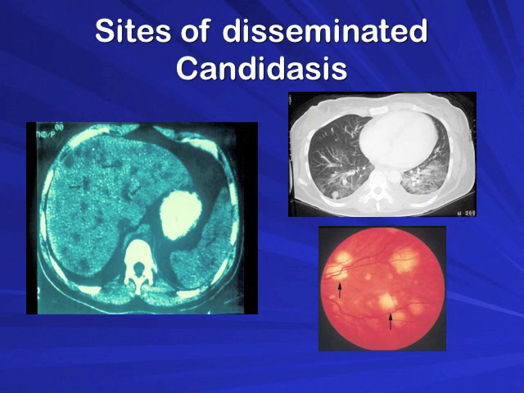The purpose of this slide is just to show you some of the sites that disseminated candidiasis can go to. On the far left, we have the Swiss cheese liver, consistent with hepatosplenic candidiasis. On the upper right, those very round nodules represent a septic emboli kind of picture. That's in the lungs. That's kind of the one scenario where you might see a Candida pneumonia. And of course, we have to worry about ocular involvement as well with Candida.